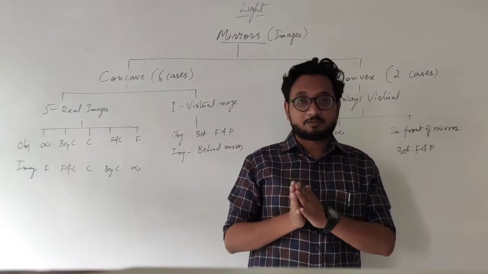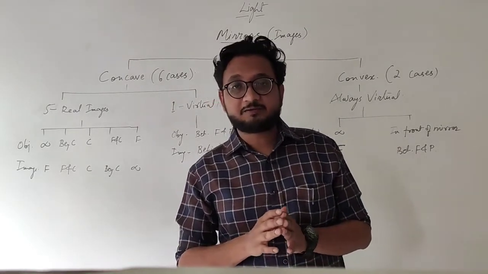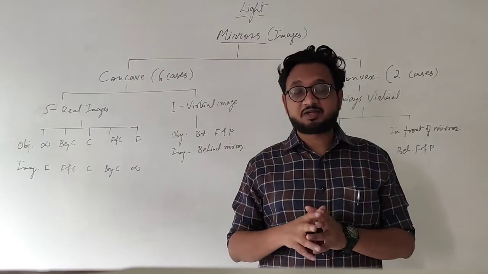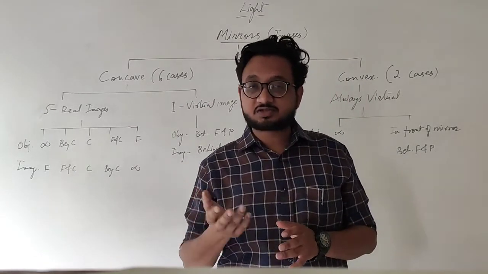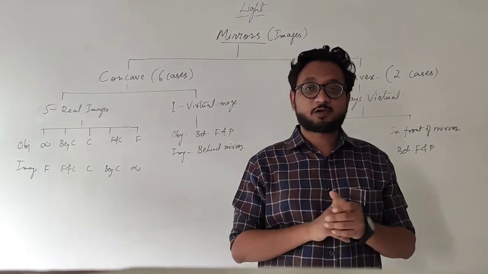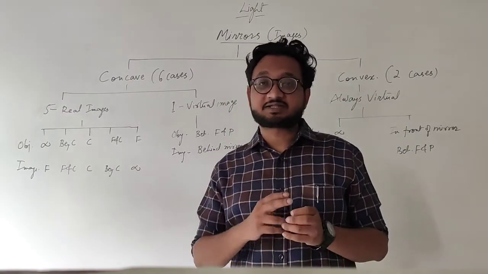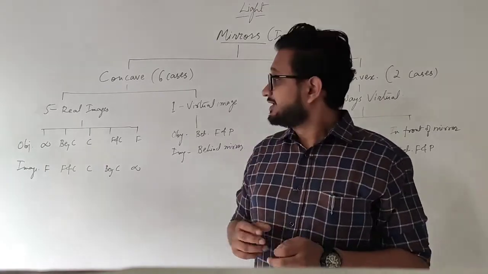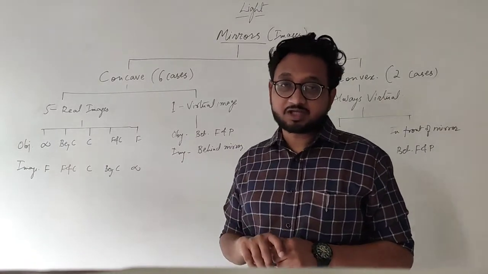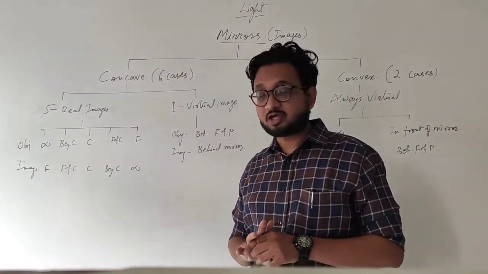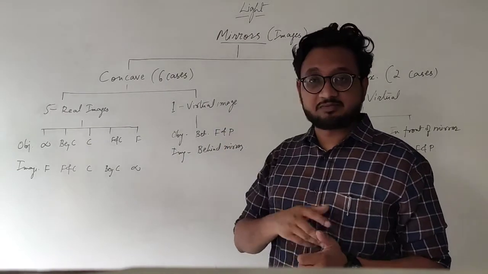When the image is formed, it is always virtual, and it is formed behind the mirror. The image is of the same size and same height as that of the object. It is virtual and erect. Okay, these properties we know, and it is laterally inverted. In this case, we will be talking about how the image is formed for the concave and convex mirrors.